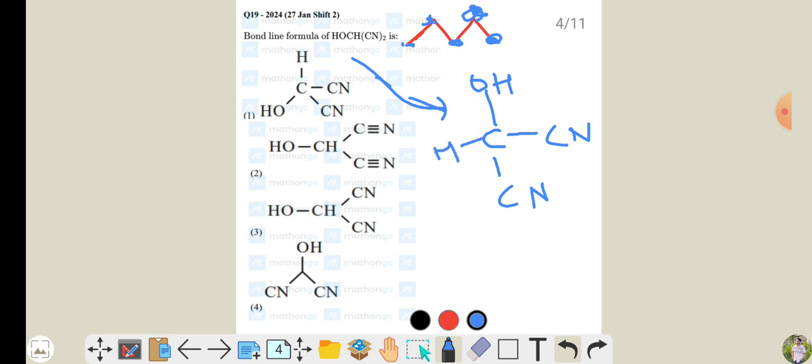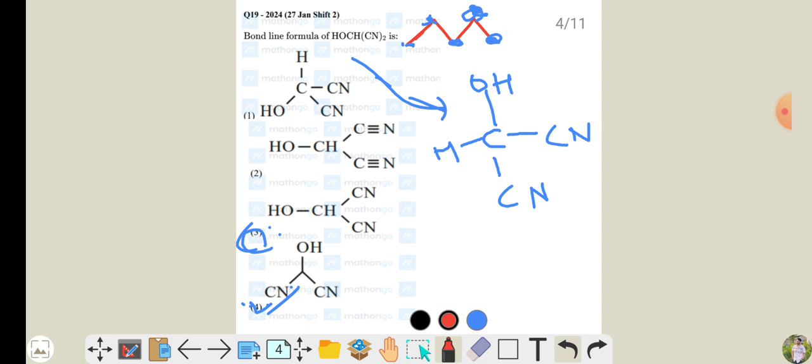Like if you will see here, the third option is also given for that. But in a bond line structure, you never show the carbon at a junction; you can only show whatever groups are attached. You don't have to show the carbon between them. So the correct option, if you will see, is the fourth option, where the carbon in between is not mentioned.